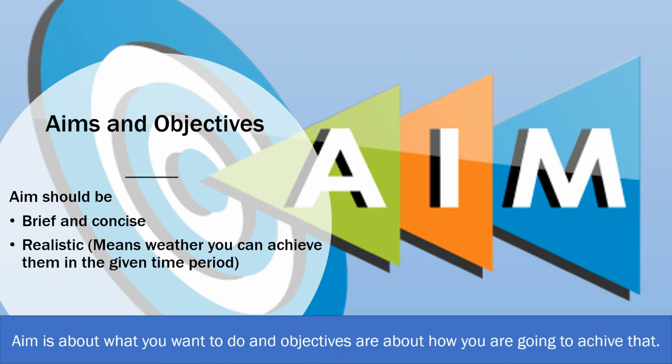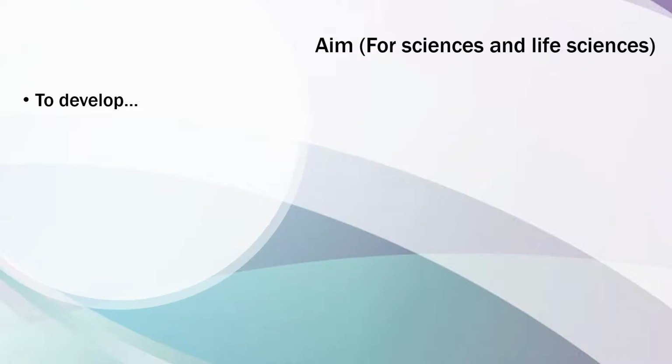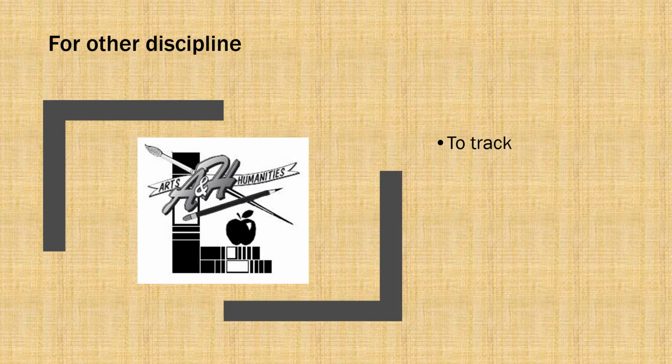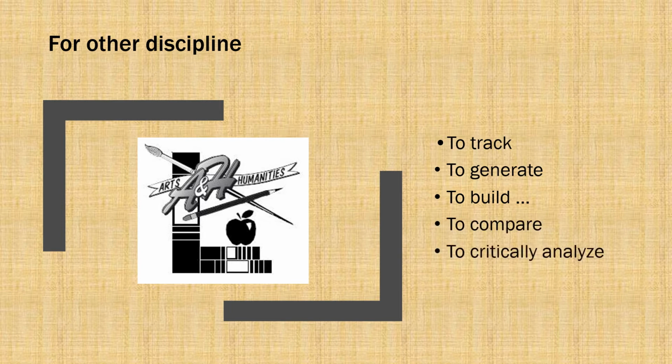So preferably we write the aim like to develop, to design, to prepare, to evaluate, to synthesize. Likewise, mostly in the sciences and life sciences. In other disciplines, we write to track, to study, to generate, to build, to compare, and to critically analyze. These are a few examples of how you can start writing your aim.